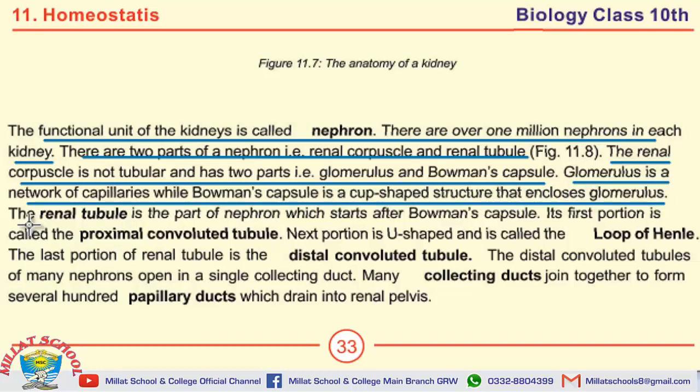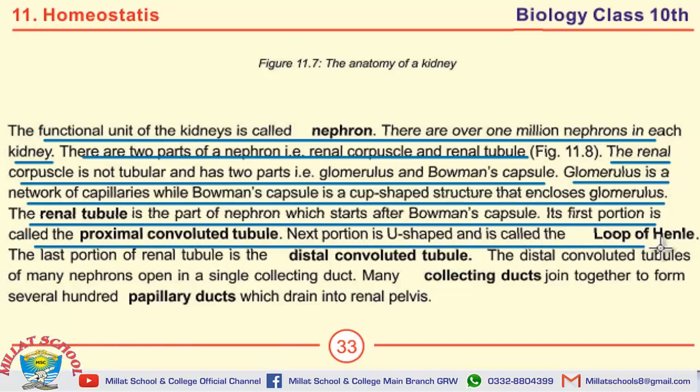Define renal tubule. Write names of its portions. Renal tubule is a part of nephron which starts after Bowman capsule. Its first portion is called the proximal convoluted tubule. Next portion is U-shaped and is called loop of Henle. The last portion of renal tubule is the distal convoluted tubule.